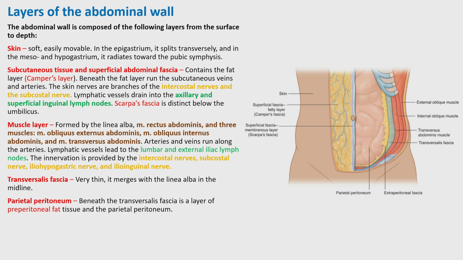Scarpa's fascia, you know, that layer of the scrotum is a continuation of the anterior wall of the abdomen, which is going to the scrotum. And each layer has a synonym with the scrotum.